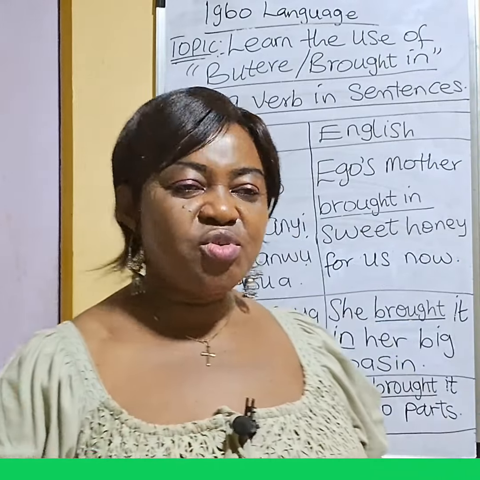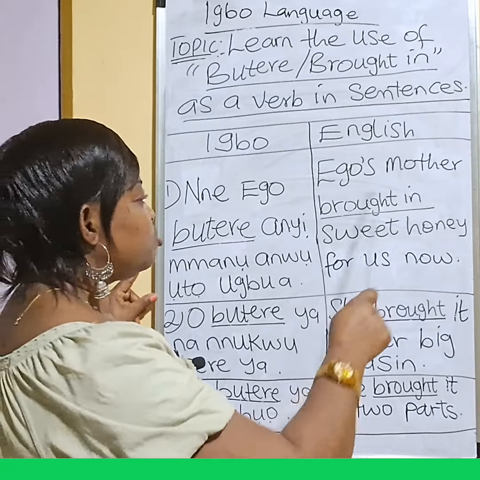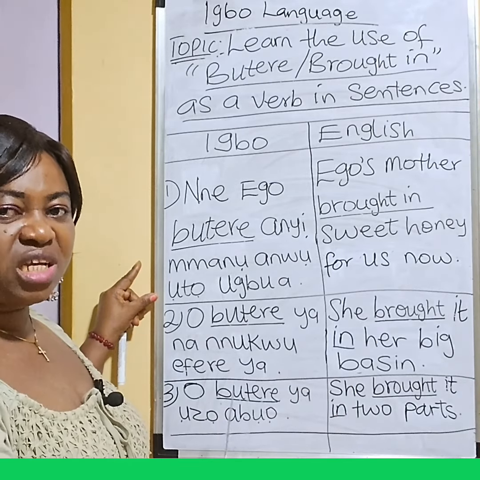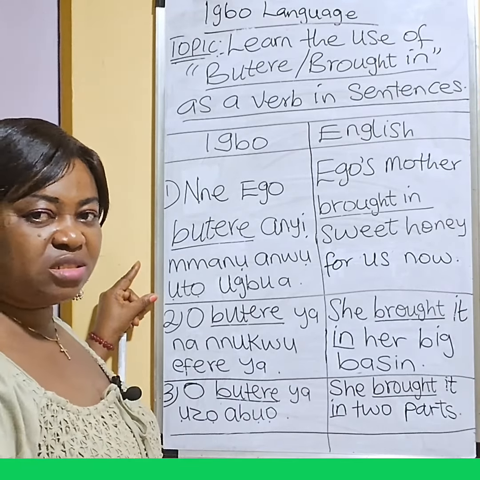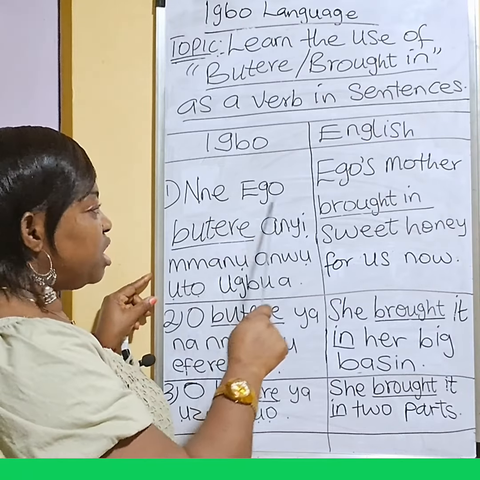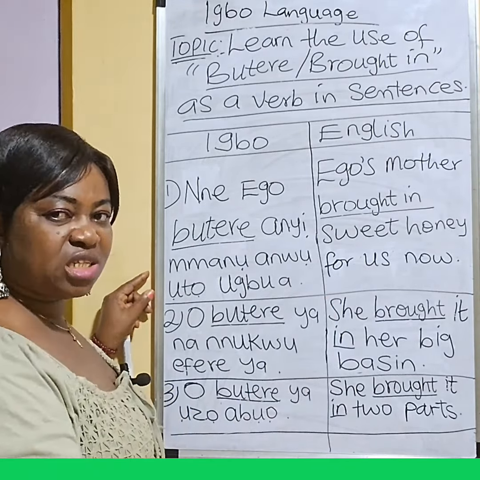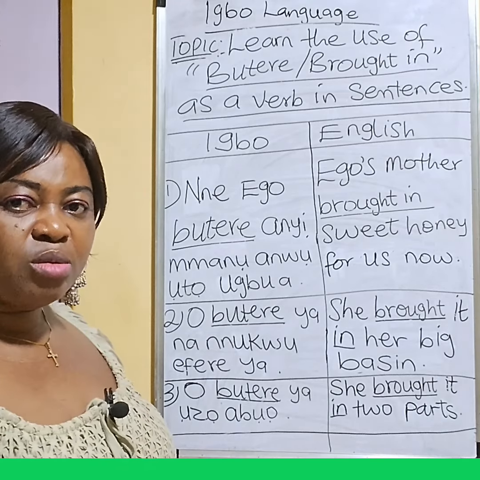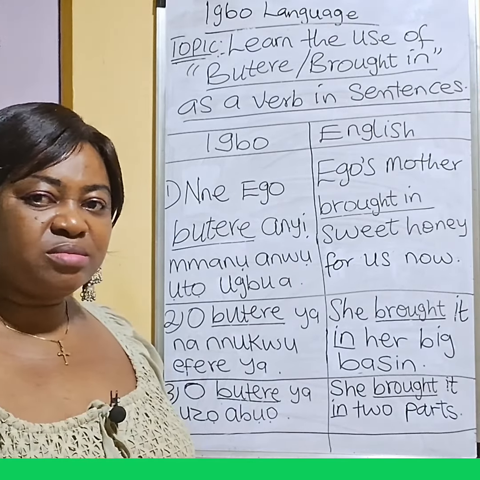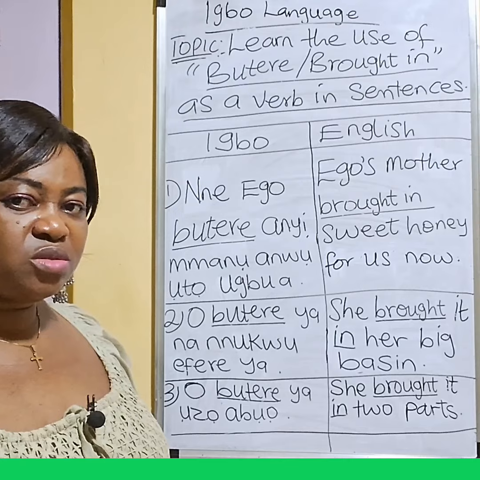Like now, we have used Ego's mother to make all these three sentences, based on one thing she does.